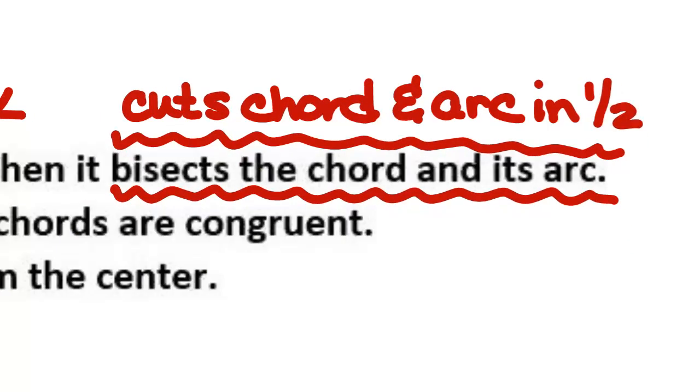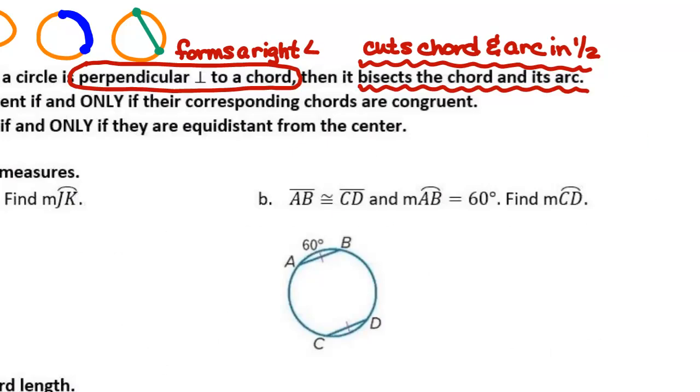So anytime I see a segment that is touching the center of my circle, goes from the center to the edge, or it goes from edge to edge and goes through the center, if that is making a right angle with another chord in the circle, then it's cutting that chord in half, and it's cutting the arc that is being captured by that chord in half.